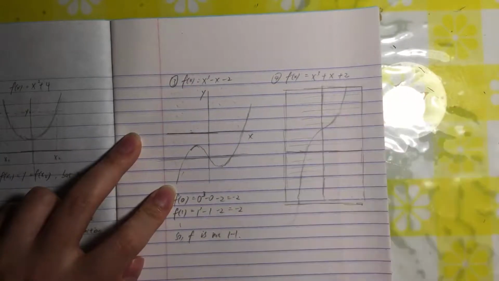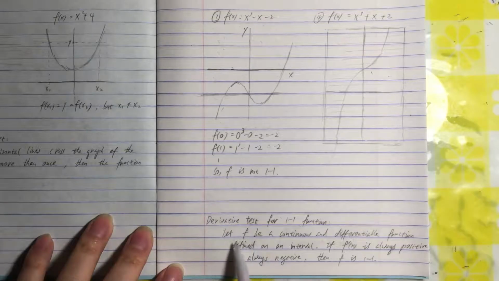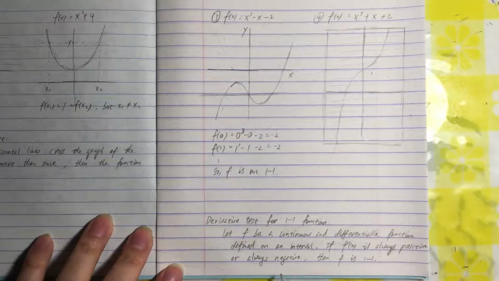But how can we show this function is one-to-one? In order to show a function is one-to-one, we can use the derivative test. The derivative test says: let f be a continuous and differentiable function defined on an interval. If the derivative f prime of x is always positive or always negative, then the function f is one-to-one.